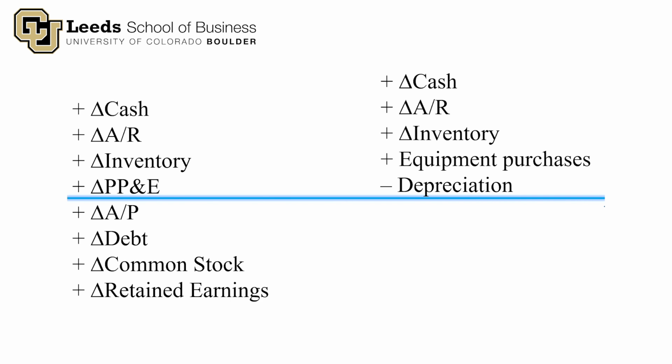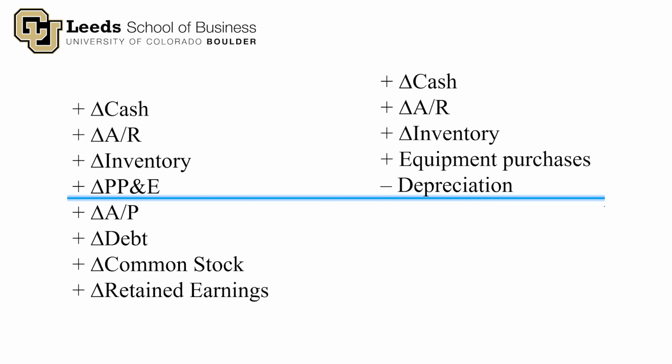So the change in the PP&E balance from the beginning of the year to the end of the year: you take beginning PP&E plus equipment purchases minus depreciation, and you get ending PP&E. So I hope you see that it's fair for me to decompose the change of PP&E into equipment purchases and depreciation. And this is our first minus sign, right? Because depreciation reduces the book value of property, plant, and equipment.